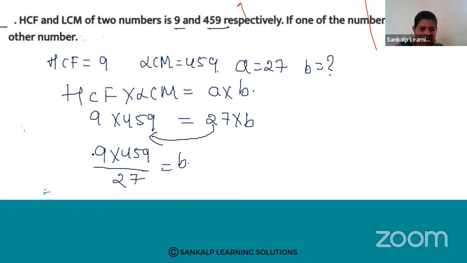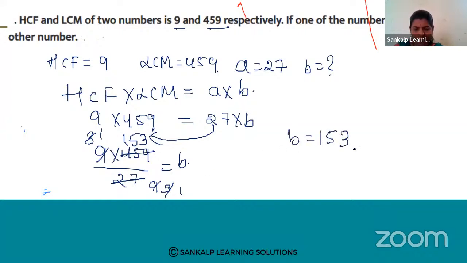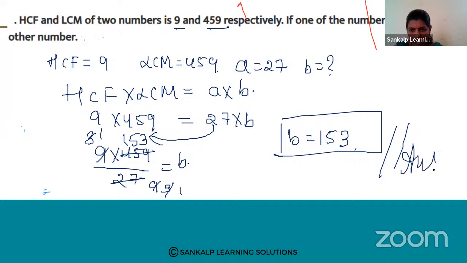So cancel. 3 3s are 9. 3 9s are 27. Next, 3 1s are 3. 3 3s are 9. Next, 3 1s are 3, 1 remains. 3 5s are 15. 3 3s are 9. Now, the B value is 153. This is our final answer.